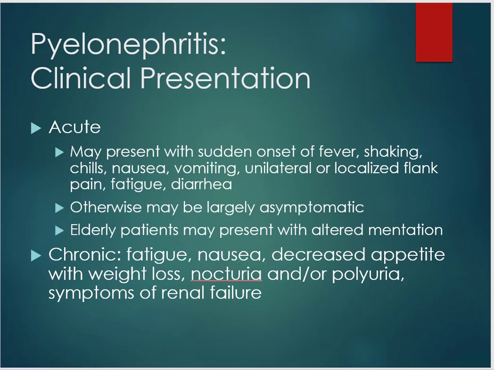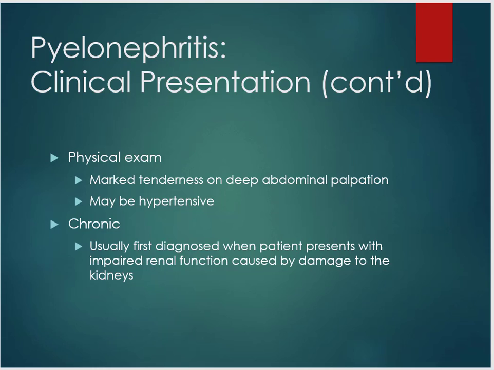On acute pyelonephritis for clinical presentation, they may be suddenly sick with an onset of fever, shaking, chills, nausea, vomiting, pain, fatigue, diarrhea. Otherwise, they may be asymptomatic. Elderly patients may present with altered mentation, and in a chronic presentation, you may see nausea, decreased appetite, weight loss, increased voiding at nighttime, and polyuria for symptoms of renal disease or renal failure.